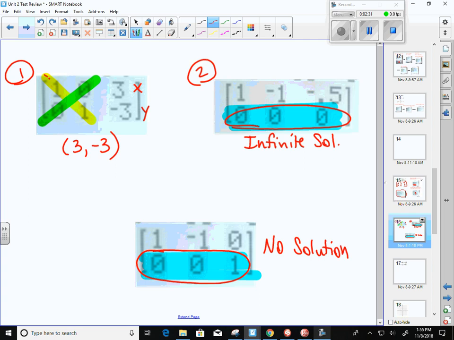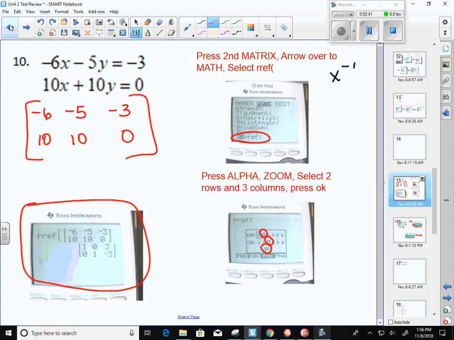So that might be something you jot down on your little piece of paper that you get to use on the test tomorrow. Okay, so when we look back at our calculator screen from number 10, we've got ones on the diagonal, zeros on this diagonal. So here is our ordered pair answer. So the answer is 3, -3.